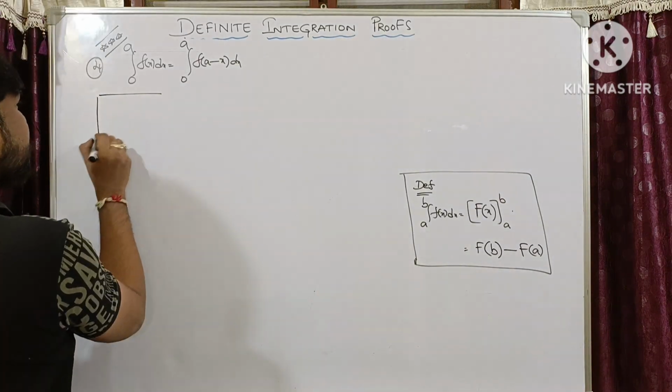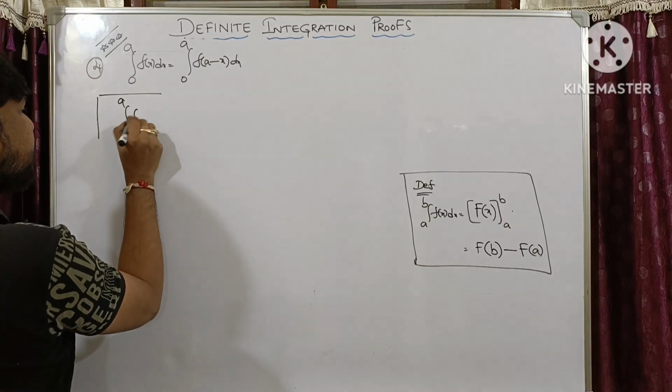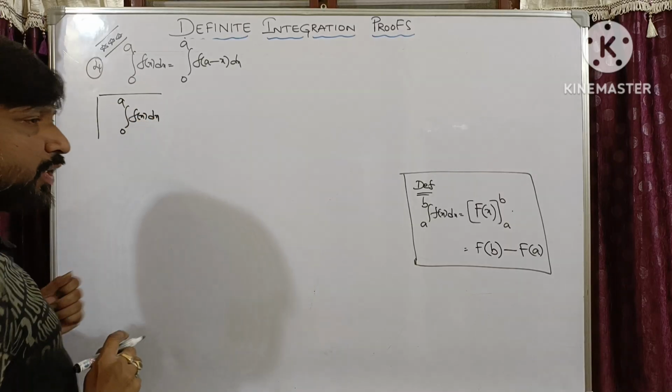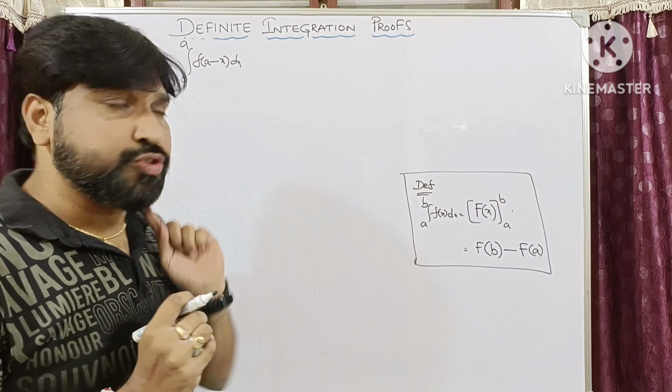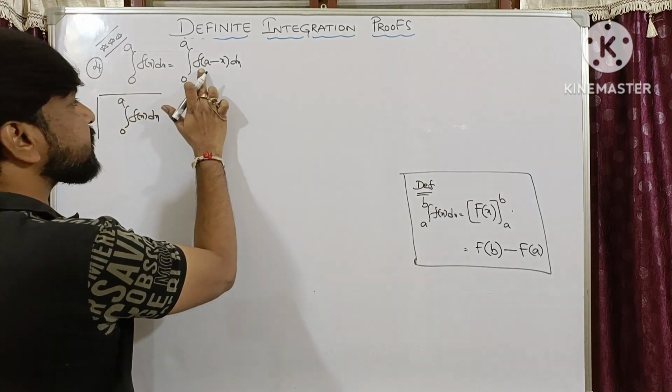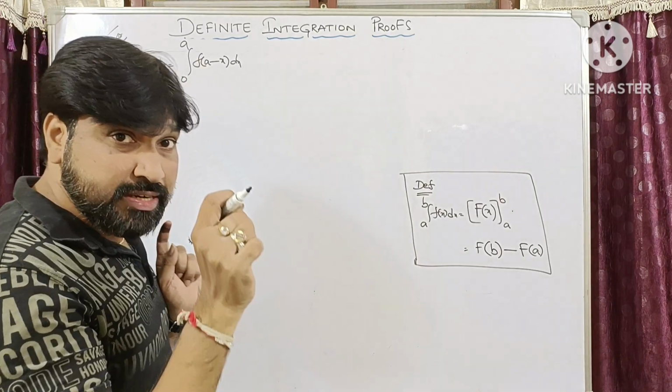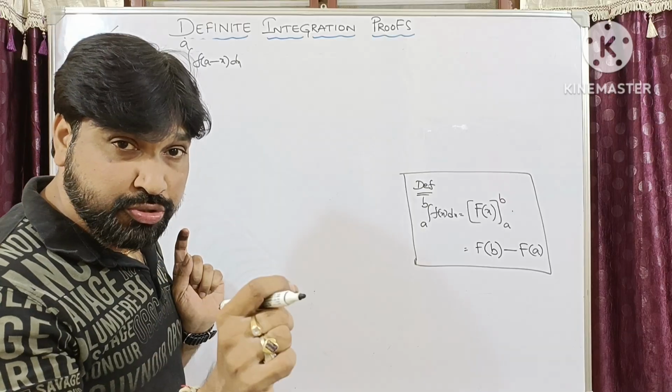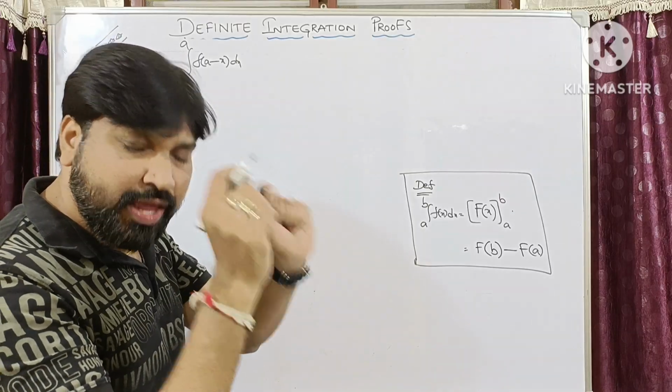Let us take integral 0 to a f of x dx. What is your first question? Whether it is solved by definition or else substitution. Look carefully, this is f of x, f of a minus x. Definitely, it will be solved using substitution, and that substitution is also very clear.